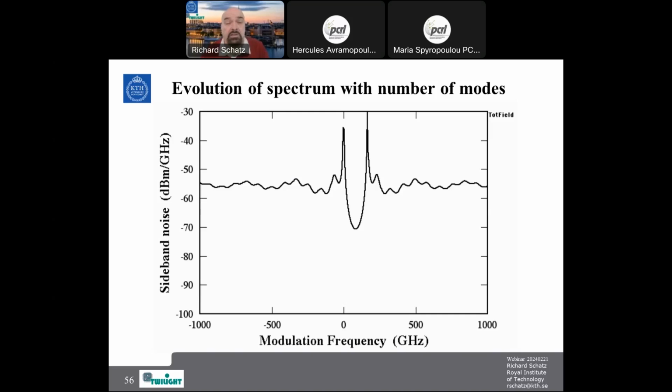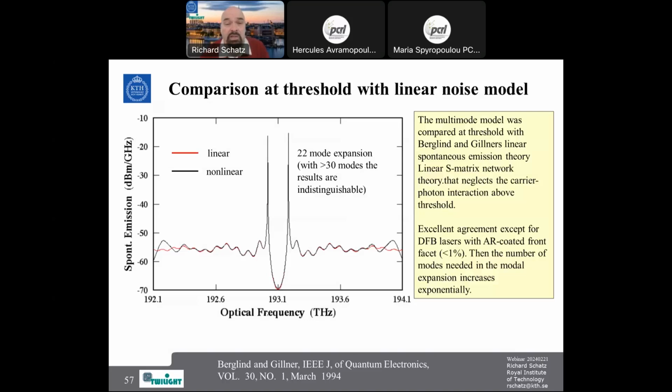There are simpler models in the literature that don't take into account the carrier fluctuations. They take into account the carrier noise, but not the fluctuations due to interaction of photons and carriers. And such a model was made, for instance, by my colleagues, Eilert Burley and Lars Gillner. And here you see their model. It's very fast. Let's see, the red curve here is a linear model which they use, and you see the black curve is a nonlinear model here.